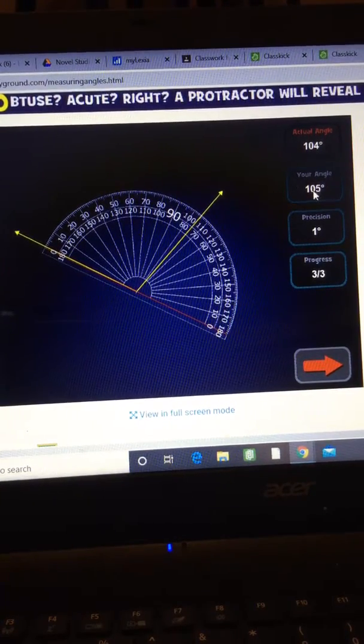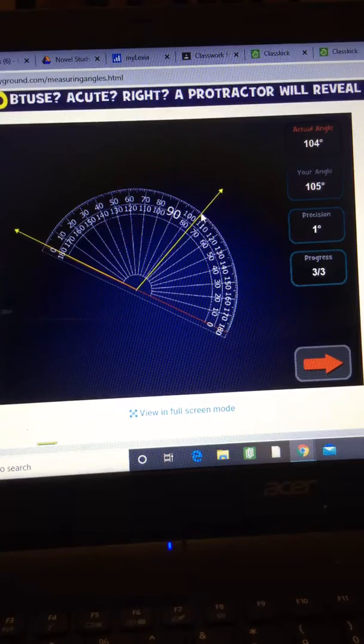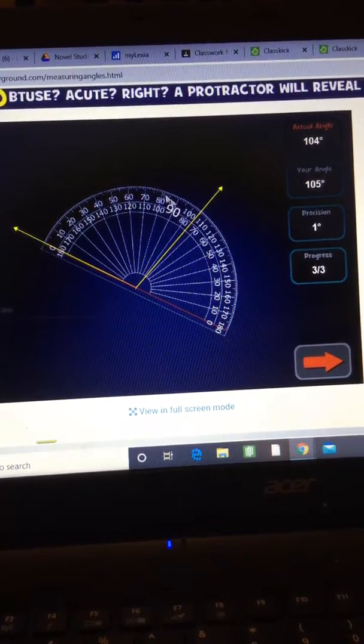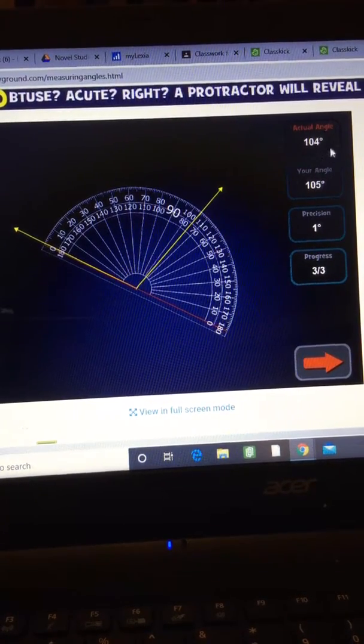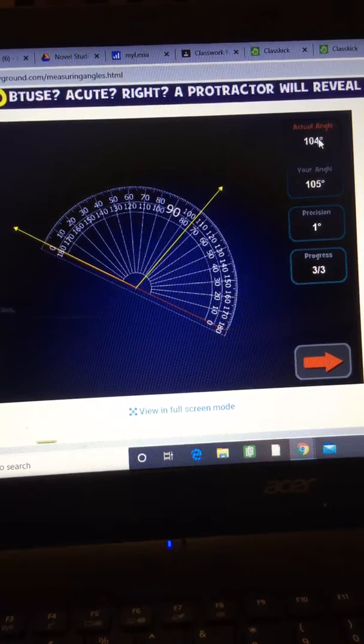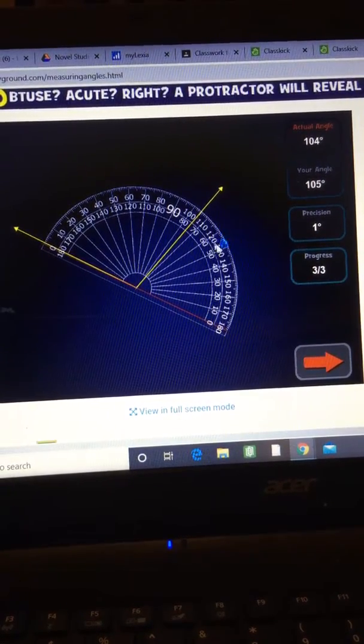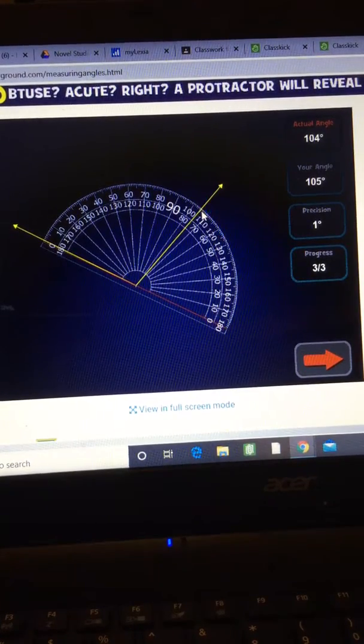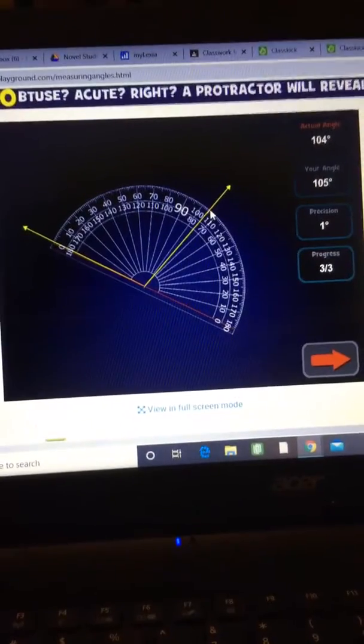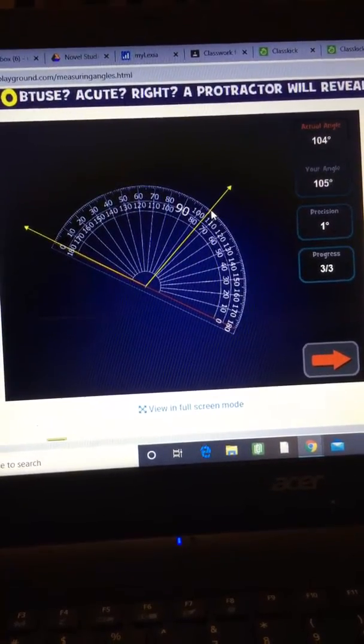We guessed 105. It's so precise that it still gives you credit for it because it wants you to get close. If the angle was 104 and you said 120, that's too far away and it won't give you credit for it. Okay, but you have to be within like one or two of them. Okay, so your assignment is going to be to just do some practice with this.